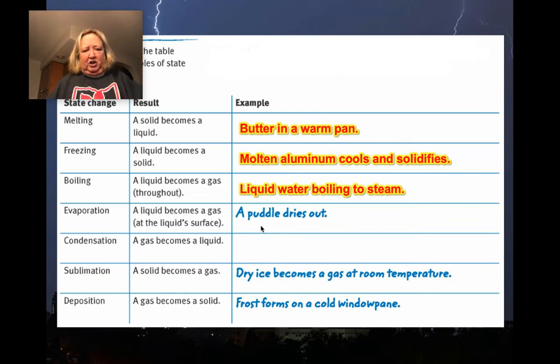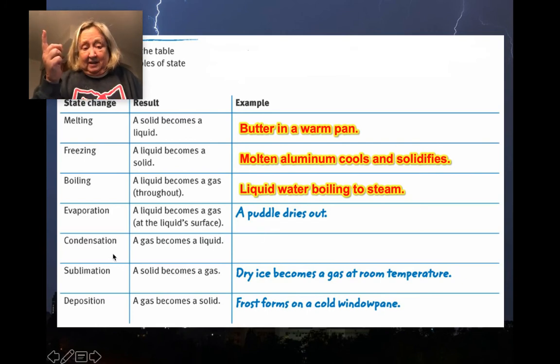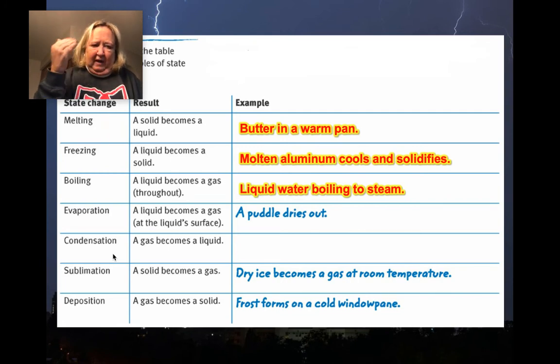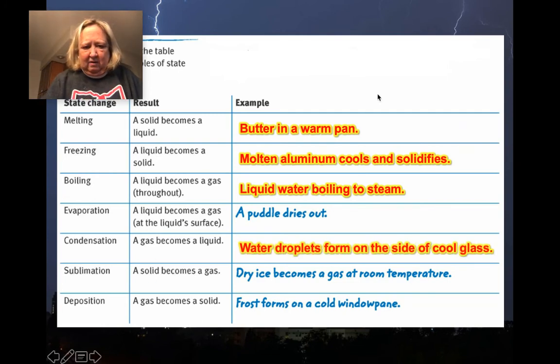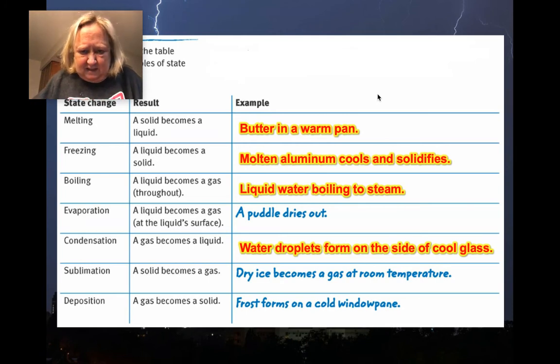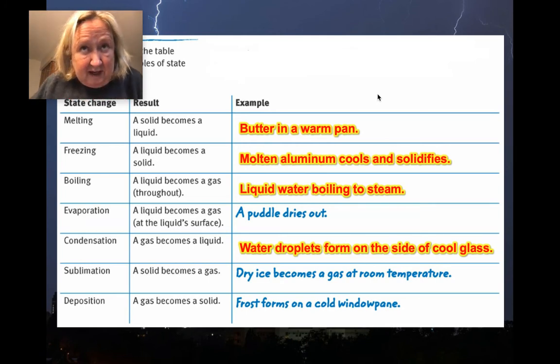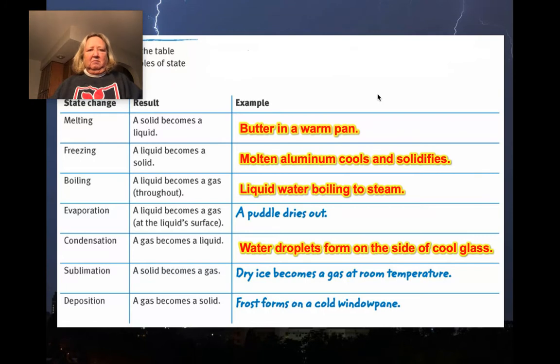That's evaporation. Then there's condensation, which is the opposite. Like in the clouds, when all that water vapor turns into a liquid. Or, for instance, on the side of a glass, if you put ice in it, you'll get water droplets.